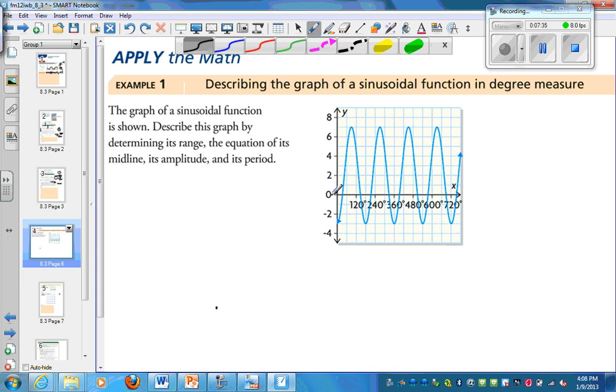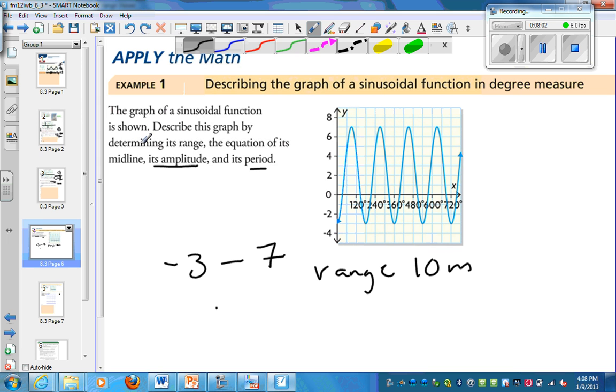Here is another graph, some graph, and it says we have to describe this by determining its range, the equation of the midline, amplitude, and period. So let's look at the range. It looks like we go from -3 all the way up to 7. From -3 to 7, well, that is a range of 10. So its diameter is 10. Half of that is 5. So to find the midline, we have to add 5 to -3. So the midline would be at 2.